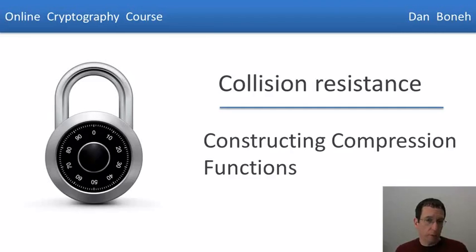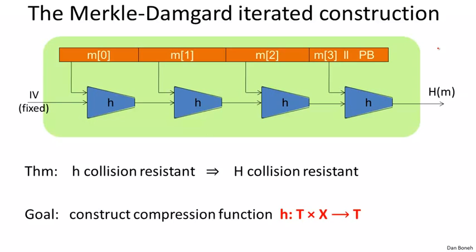So our goal for this segment is to build secure compression functions, that is, compression functions that are collision resistant. Just to remind you where we are, we looked at this Merkle-Damgard construction, which takes a little compression function and builds from it a hash function for much, much larger inputs. And we proved this theorem that says that if the little compression function h is collision resistant, then plugging it into the Merkle-Damgard construction gives us a collision resistant hash function for larger inputs.